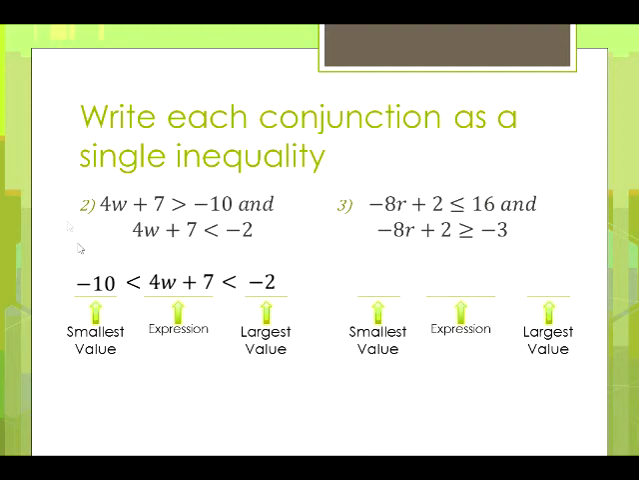And don't mind the problem numbers, those are to fit examples that we're doing in class. Negative 8r plus 2 is less than or equal to 16. And negative 8r plus 2 is greater than negative 3. Follow the same convention we just did to fill them in.